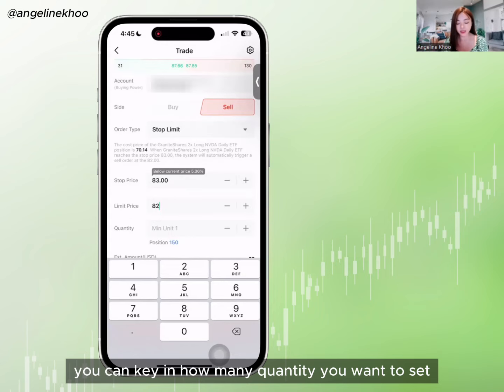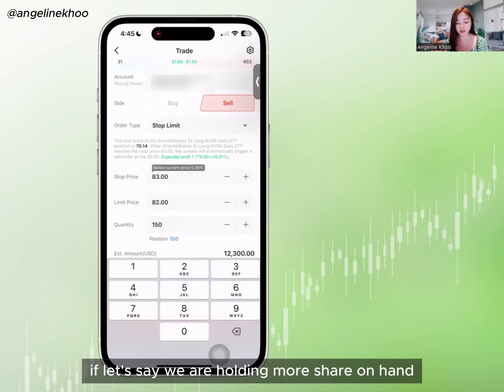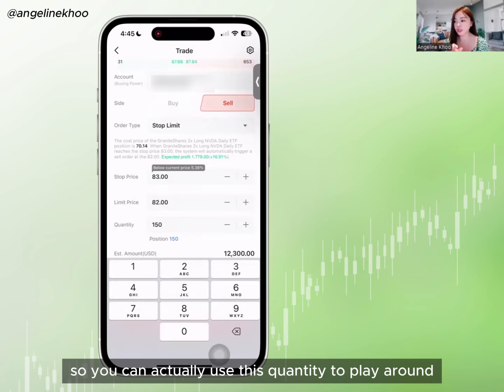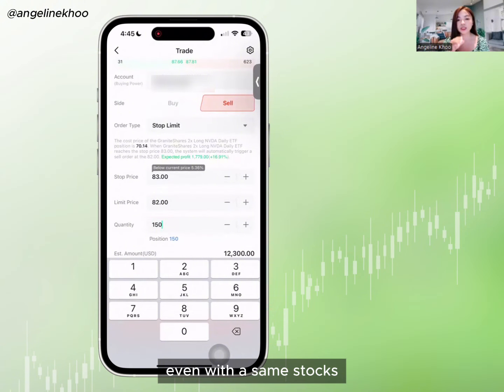Then here you can key in how many shares you want to sell. Usually we will have 2 stop losses if we are holding more shares on hand. So you can use this quantity to play around so that you can set a few stop losses even with the same stop price.